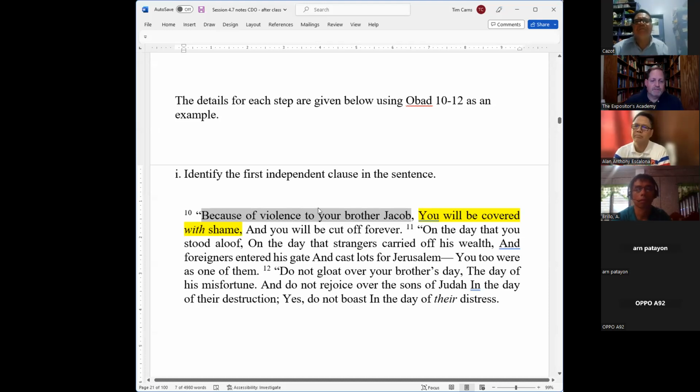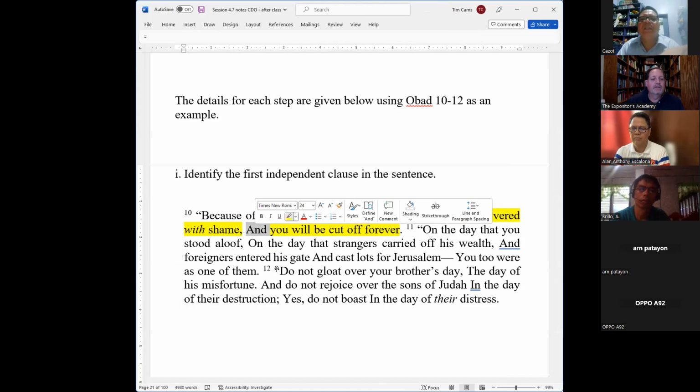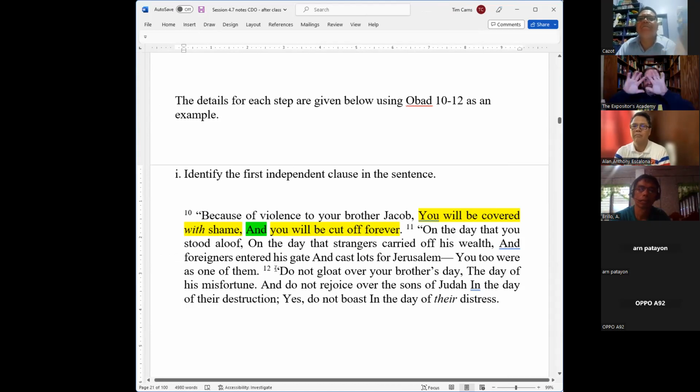So for both of those reasons, this "because of violence to your brother Jacob" cannot be independent. It's not even a clause. But "you will be covered with shame" stands alone and can be independent. And we can notice "and you will be cut off forever" is also an independent clause, because notice that coordinating conjunction "and" connects, yes, grammatically equal. Very good. Okay, so in this case, we can actually see two independent clauses.